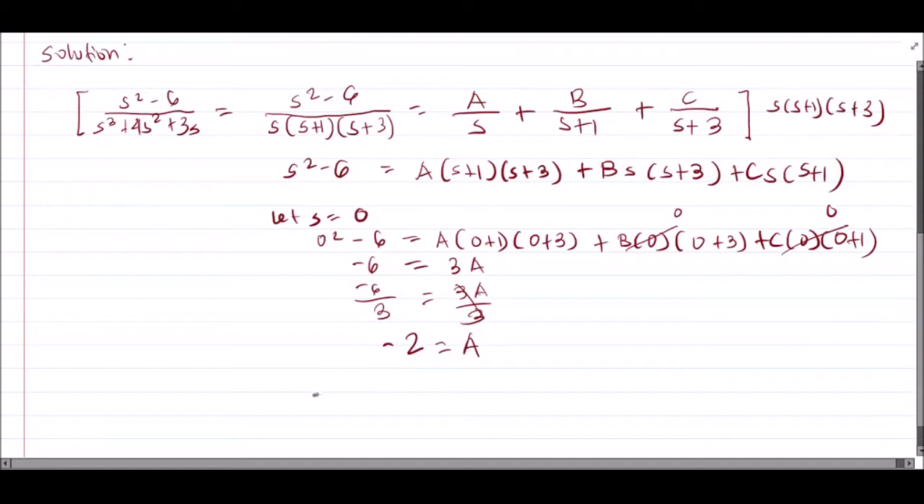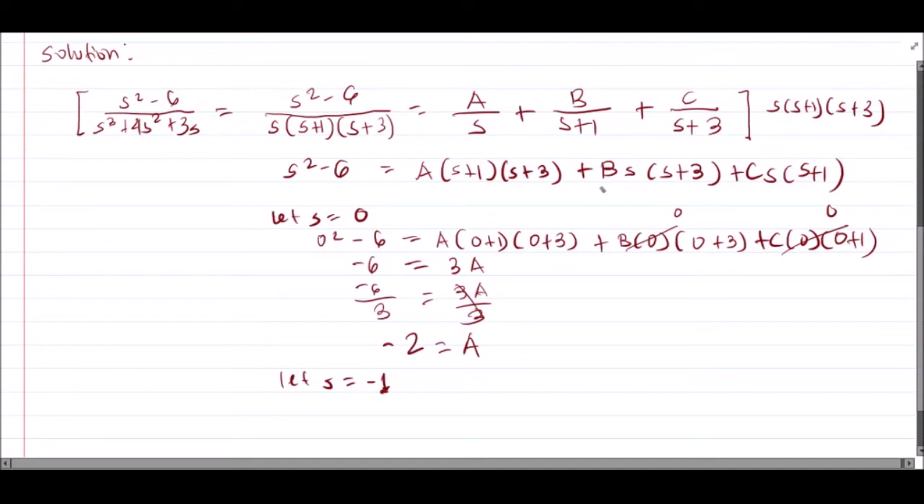So we have now our value for a. Again, let's assume another value of s. So let s be equal to negative 1, no? The reason why we are selecting these numbers is so that the constants a, b, or c will be eliminated or be equal to 0. If I choose 0, then b times 0 will be 0, and c times 0 will be 0, so I will end up with a only, so that I could solve for a. For this one, I choose negative 1 so that my factor s plus 1 will be 0, because negative 1 plus 1 is 0.